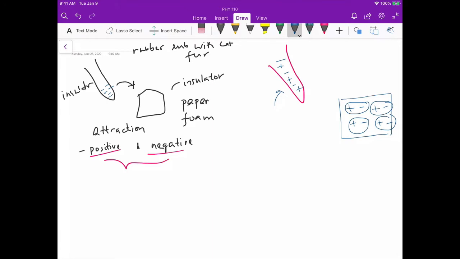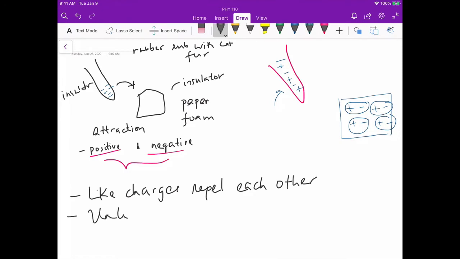Then when you bring it close to this guy, what will happen is, in principle, like charges repel each other. Okay, so like charges repel each other. Unlike charges attract each other.